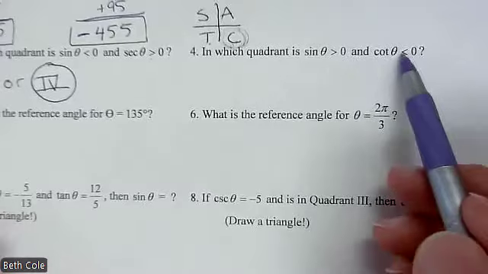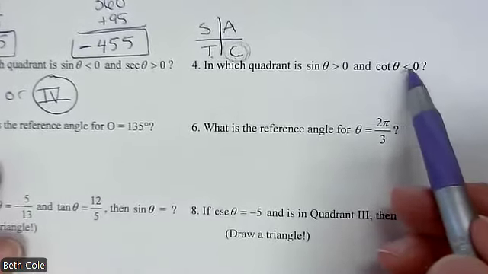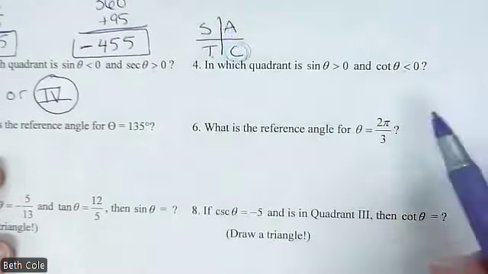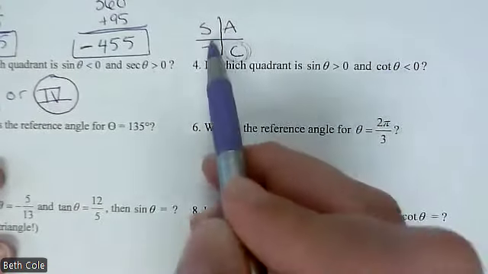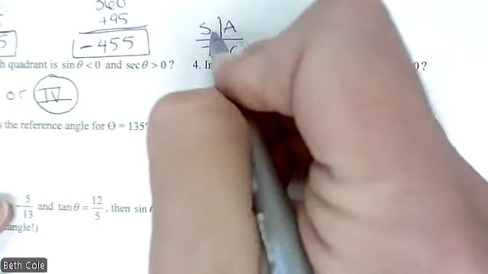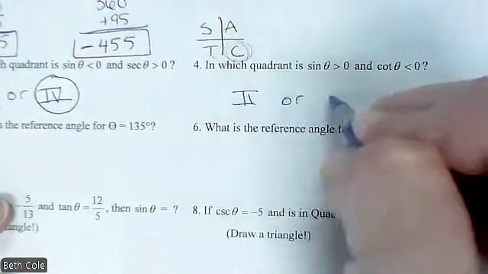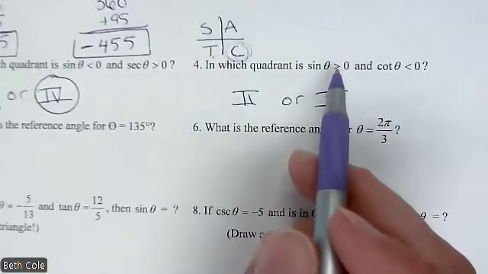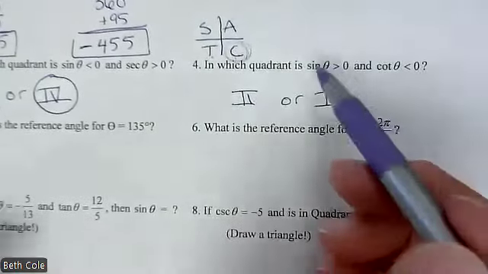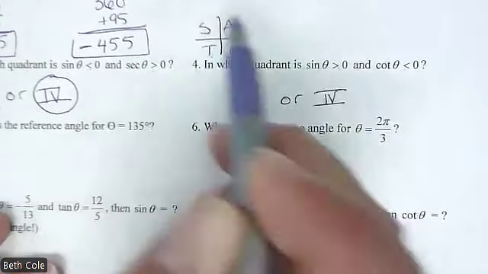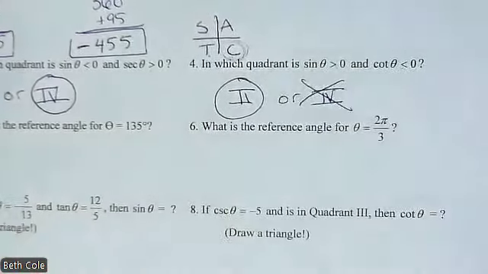I usually use the negative one to narrow it down. Cotangent is negative, so it can't be quadrant 1 because they're all positive there. And cotangent goes with tangent, so it also can't be 3. That narrows it down to 2 or 4, and I wrote it correctly that time. Then I'm going to use the positive one to pick which one of those it is. If sine is positive, it has to be second quadrant, quadrant 2.